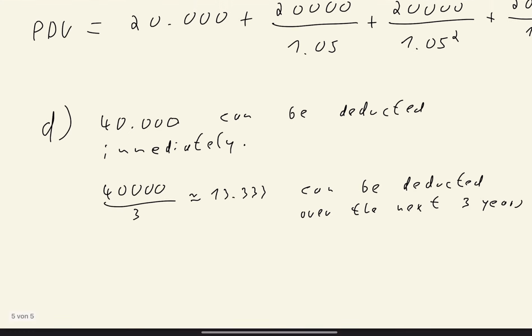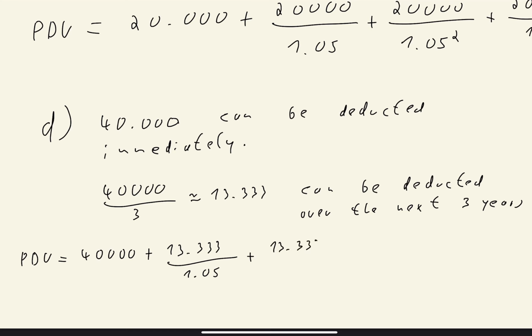So what we then get as the present discounted value is simply 40,000, which is the half that we can expense immediately, plus 30,333 divided by 1.05 plus again 30,333 divided by 1.05 to the power of 2. And finally, for the last year, which is the fourth year, we have 30,333 divided by 1.05 to the power of 3. And this will roughly give us $76,309.